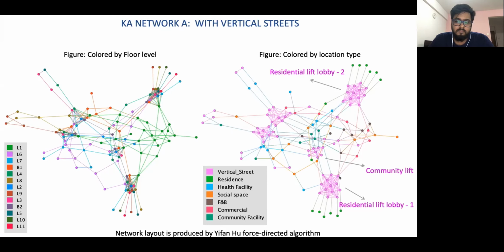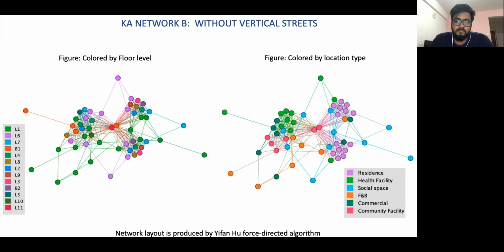There are actually 5 main vertical streets: the 2 residential lift lobbies, 1 community lift lobby, 1 service, and 1 emergency lift lobby. In network B, where the vertical streets are not considered as nodes and are simply part of an edge, we see a network that reveals a high level of clustering, especially within homogeneous types of nodes that are present in different floor levels.